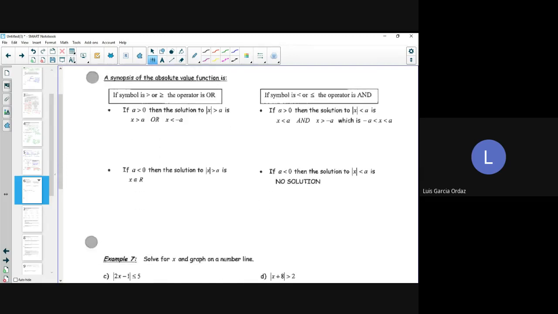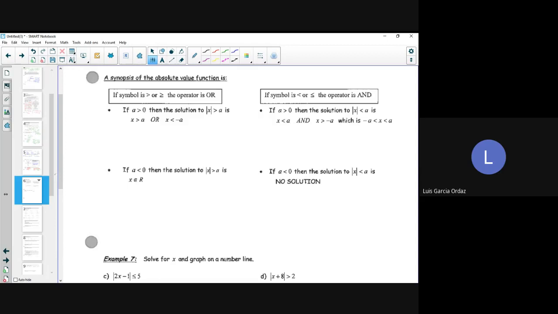So here we have what to look for when you're doing the absolute value function. If the symbol is greater than or equal to, the operator is or. So if a is greater than 0, then the solution to the absolute value of x is greater than a is x is greater than a, or x is less than negative a, because when you take the absolute value, it's always going to be bigger than a.